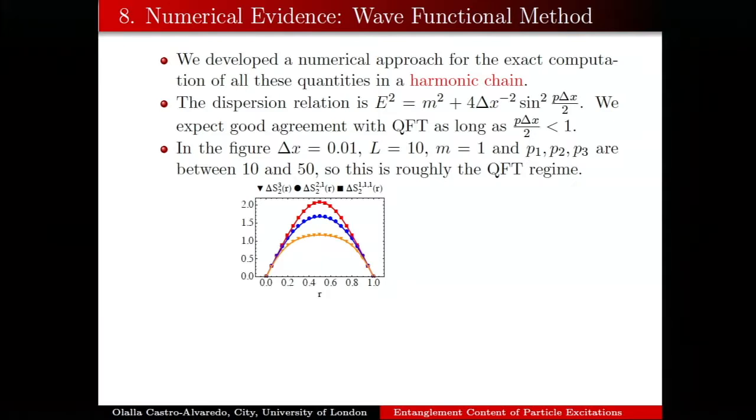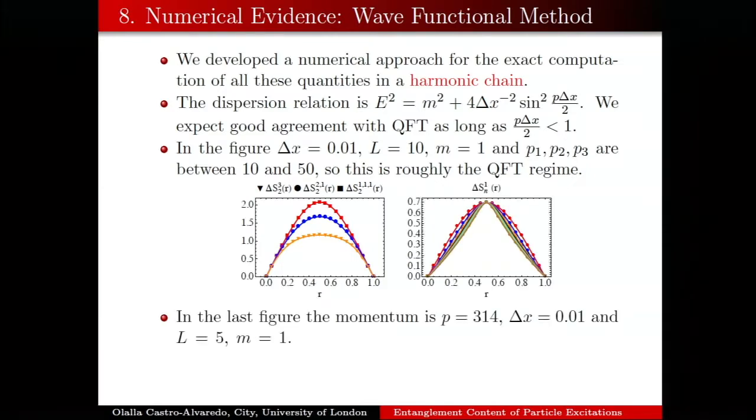You do a simulation on a harmonic chain of this situation, and you find very good agreement. In this case, lattice spacing is this value. The length of the chain is 10. The mass was 1, so correlation length is 1. And the momenta were chosen always between 10 and 50. So essentially, this is in the regime you call the QFT regime. Everything works. What is interesting is that although our calculation is QFT, these results seem to work much more widely in other regimes as well.